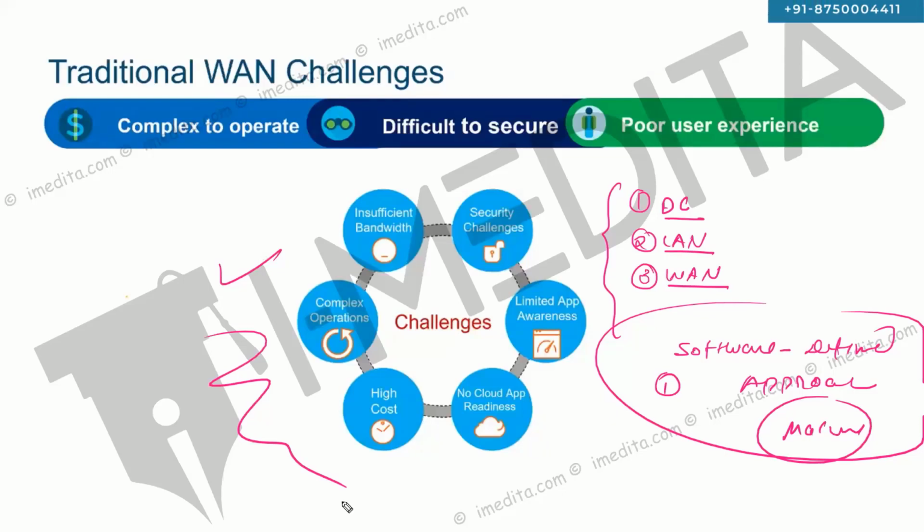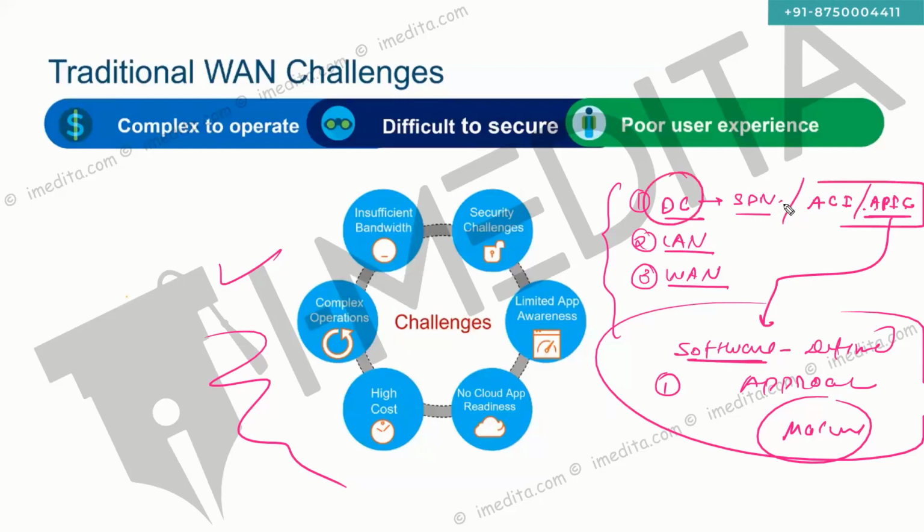So they introduced this thing called software-defined networking, and this concept was very widely deployed in data center networks earlier. Data center networks have been using the concept of software-defined networking for a very long time. In the data center environment, they built the data center network based on the concepts of ACI and APIC, Application Policy Infrastructure Controller. This is the piece of software that is responsible for managing the entire data center network from one single point.